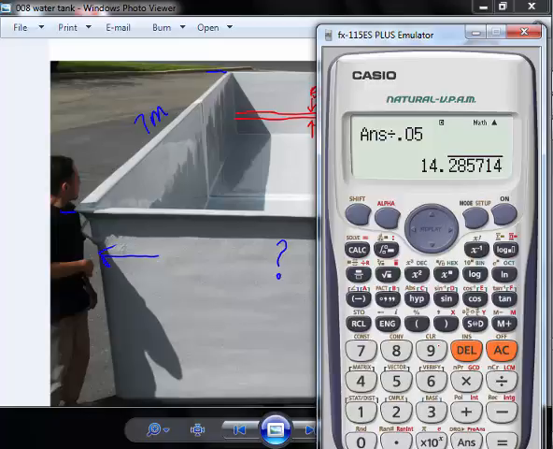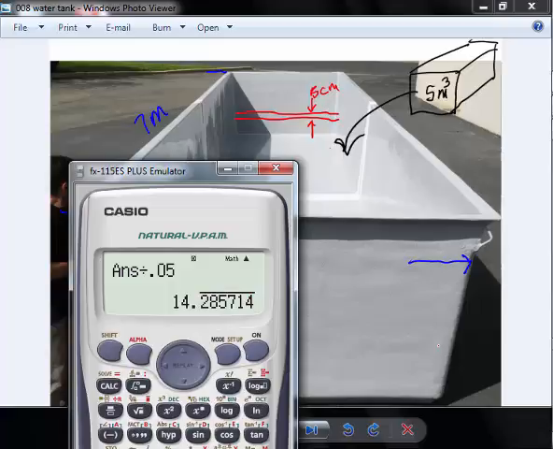That's not really true because it's nowhere near that wide. But to solve the problem, you would take the volume divided by the length divided by the depth, and that'll give you how wide that container is.